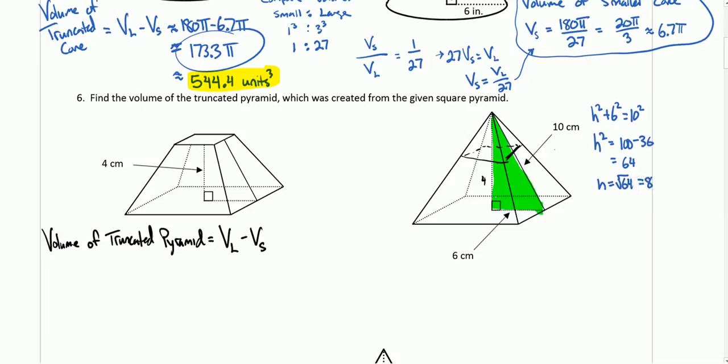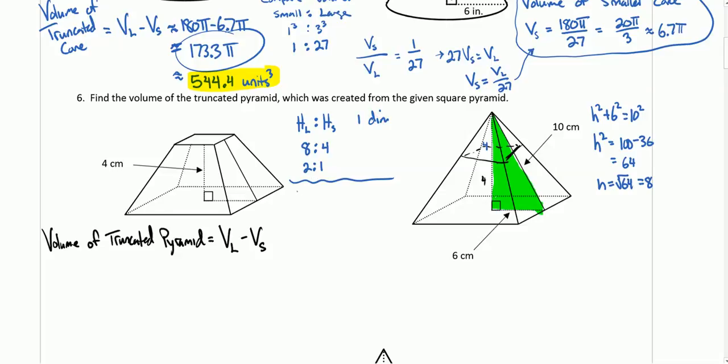So the height of the larger compared to the height of the smaller, well, the height of the larger is 8, and the height of our smaller, well, if the bottom part's 4, then the top part's got to be 4. So 8 to 4, which we can reduce to 2 to 1. So that's one-dimensional.